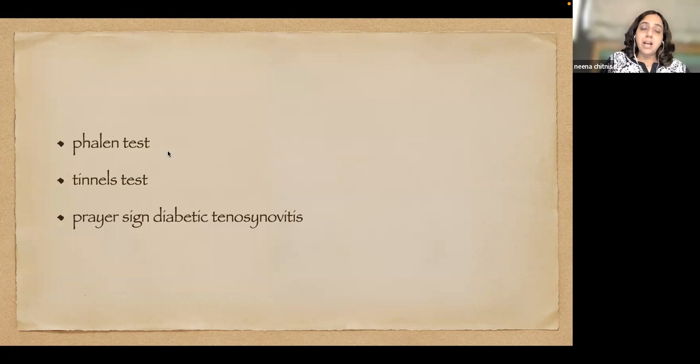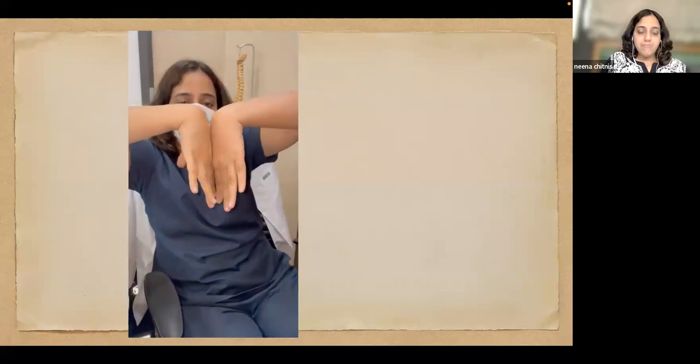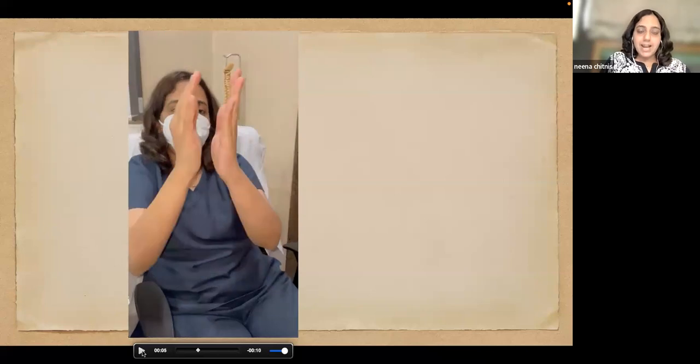As I said, other than your joints, the other thing which affects the hands and causes pain and paresthesia is carpal tunnel. To know the carpal tunnel, we see for a Phalen's test, a Tinel's test. At the same time, not for carpal tunnel but for diabetic tenosynovitis, we see for a prayer sign. Let's go about it. In Phalen's test, you are going to flex the wrist to 90 degrees for about 30 to 60 seconds and see for any paresthesia in the fingers.